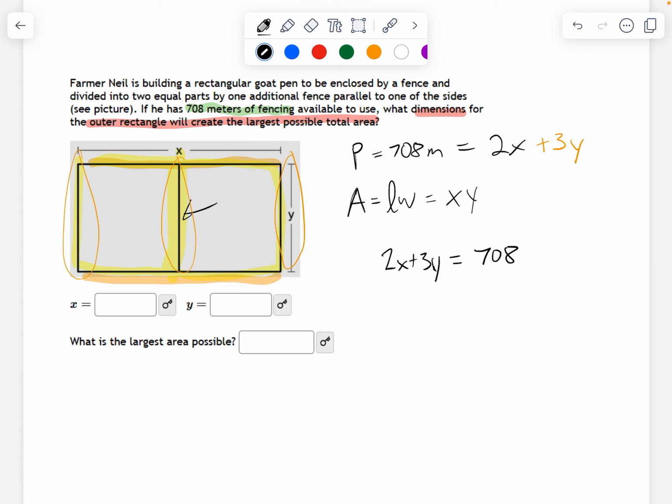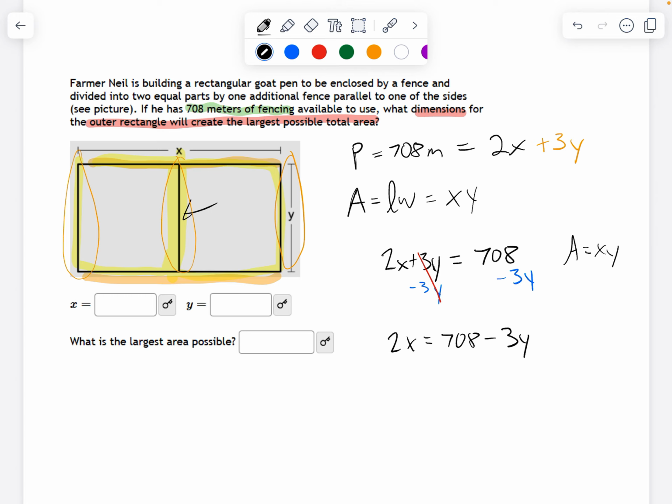We're using 708 meters of fencing. We know that is our perimeter. Okay, now we also know area is x times y. Essentially, pick whether you want to solve for x or solve for y. I personally like solving for x, so that's what I'm going to do. It doesn't matter, again, we're going to get the same answer either way. All right, so I'm going to subtract 3y from both sides. I'm going to get 2x equals 708 minus 3y.